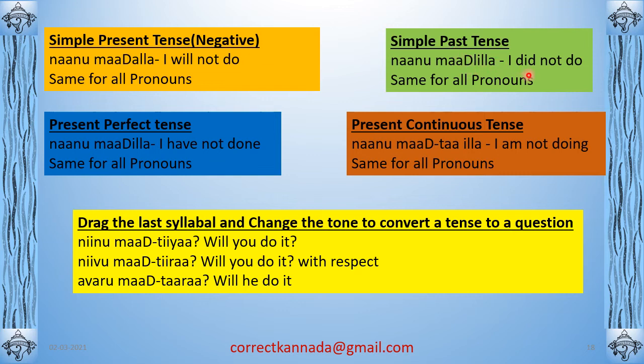If you want to say it in a simple way, this is I will not do, this is I did not do. Then present perfect will be I have not done. ನಾನು ಮಾಡಿಲ್ಲ. This is ಮಾಡಲ್ಲ, this is ಮಾಡಿಲ್ಲ. ನಾನು ಹೋಮ್ವರ್ಕ್ ಮಾಡಿಲ್ಲ. "Illa" gets added to the verb. That's your negative present perfect tense. Then present continuous tense, I am not doing. ನಾನು ಮಾಡ್ತಾ ಇಲ್ಲ. I'm not doing any work right now. ನಾನು ಏನು ಕೆಲಸ ಈಗ ಮಾಡ್ತಾ ಇಲ್ಲ. So that's your ಮಾಡ್ತಾ ಇಲ್ಲ, and it's the same for all pronouns.